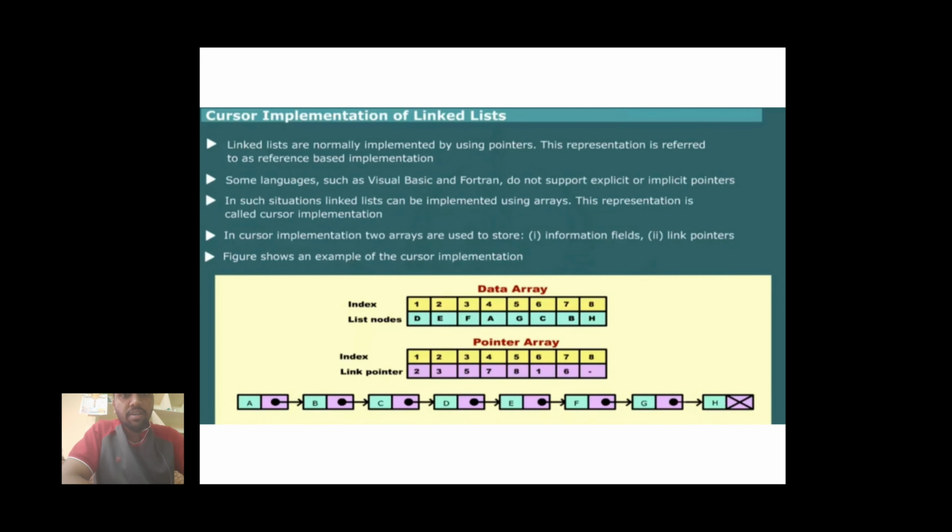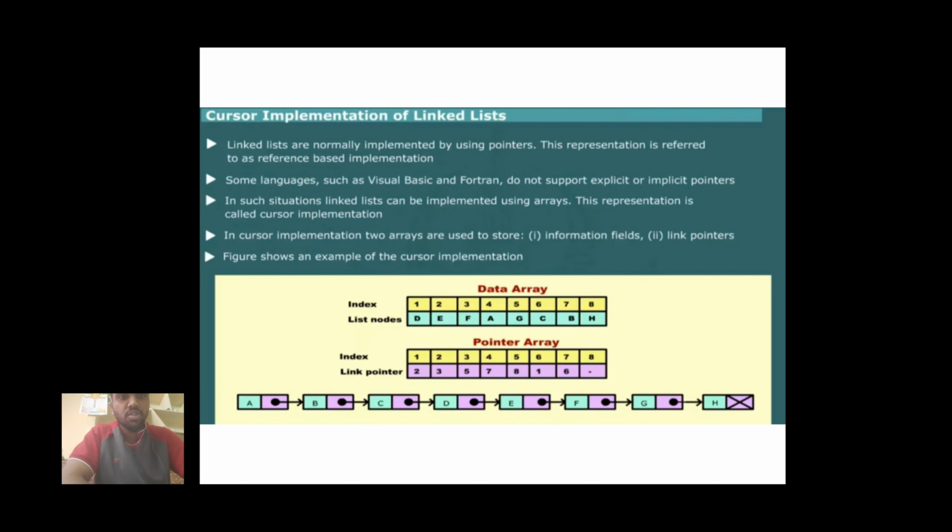Cursor implementation of linked list. Linked lists are normally implemented by using pointers. This representation is referred to as reference-based implementation. Some languages such as Visual Basic or Fortran do not support explicit or implicit pointers. In such situations, a linked list can be implemented using arrays. This representation is called cursor implementation.